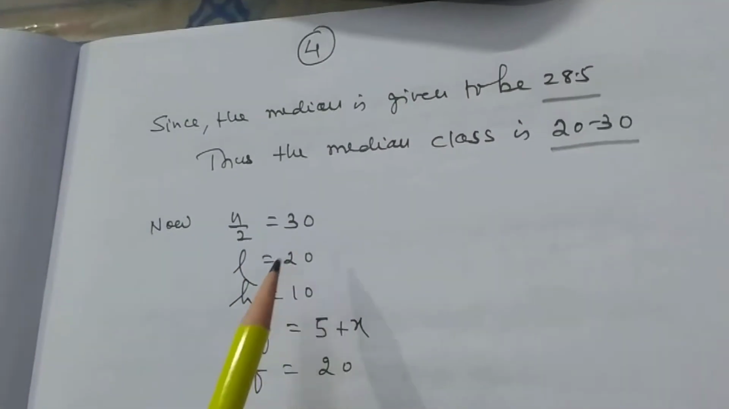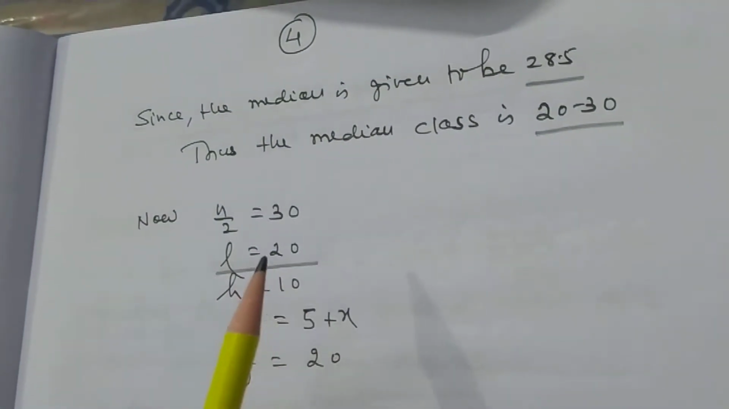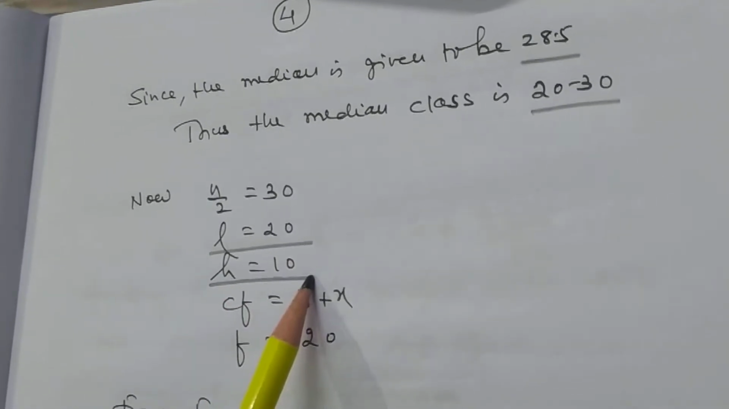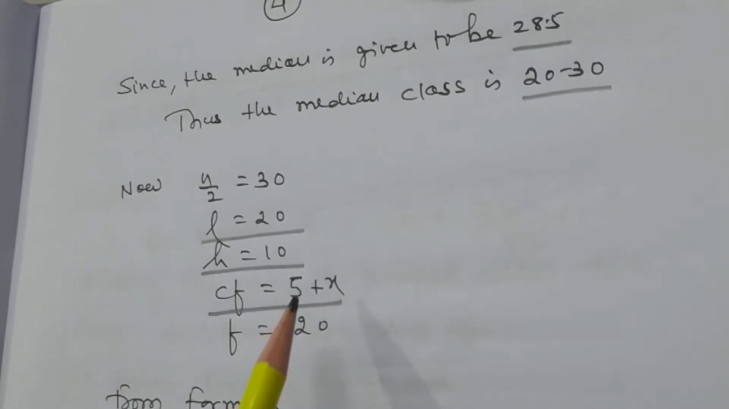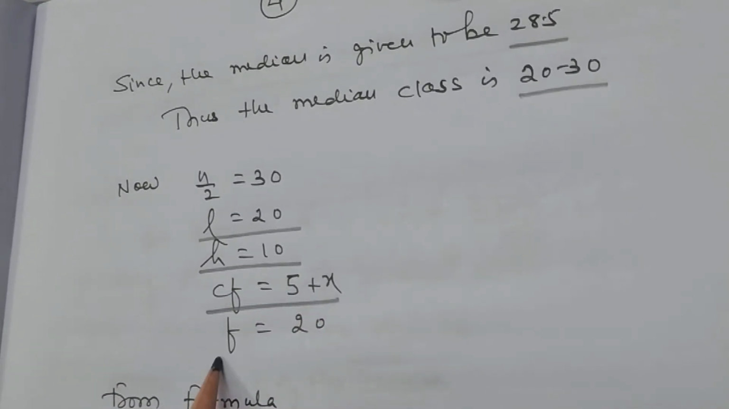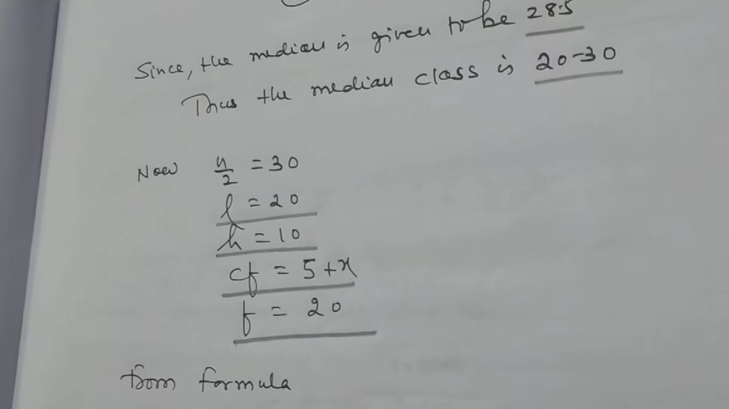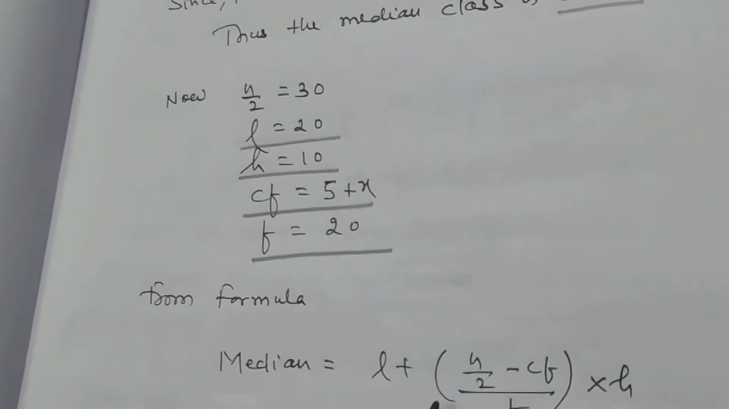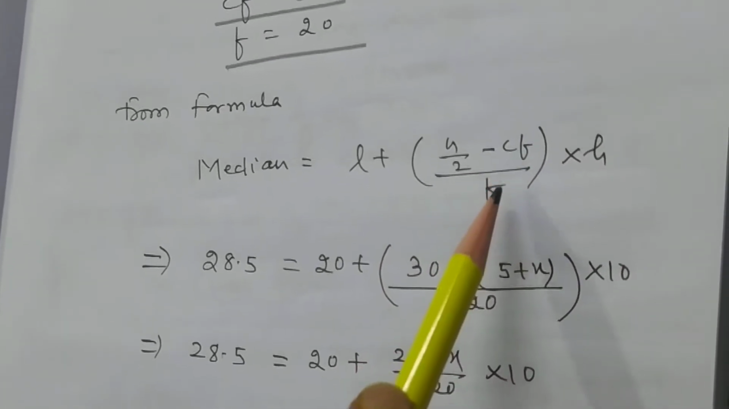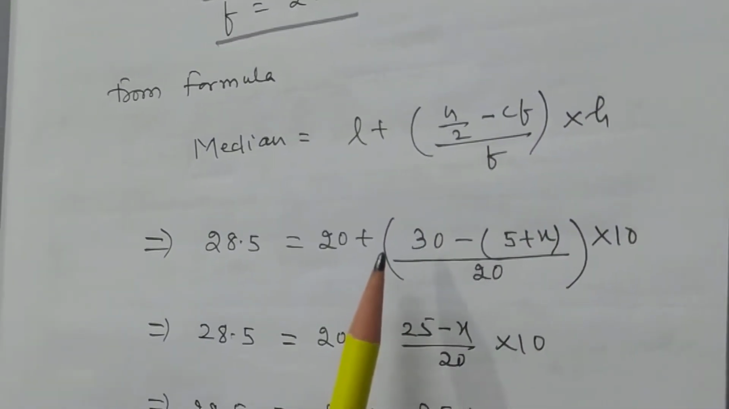And n by 2 is equal to 30. Lower limit of median class is 10. H, that is width of median class, is 10. Cumulative frequency just preceding the median class is 5 plus x and frequency of median class is 20. We put all these elements in this formula: L plus (n by 2 minus Cf) by f into h.